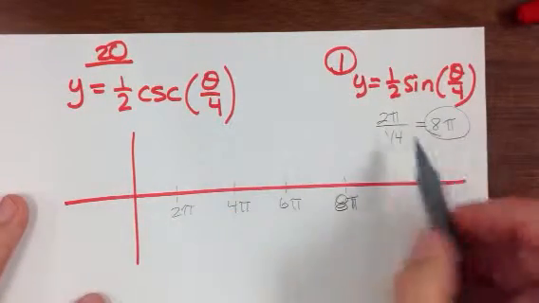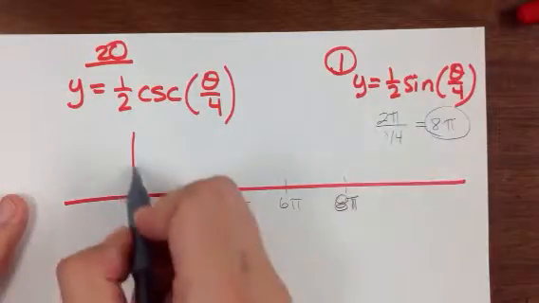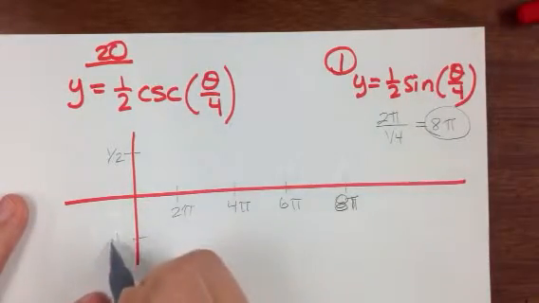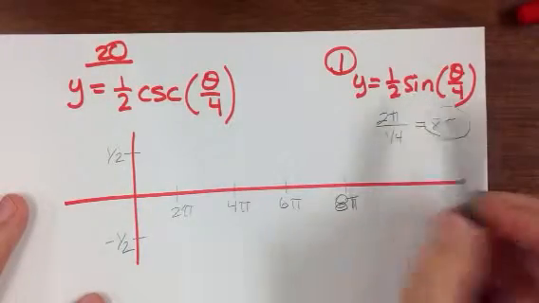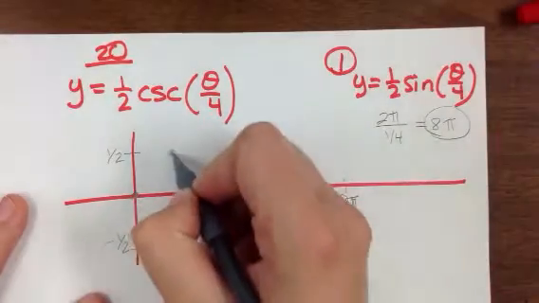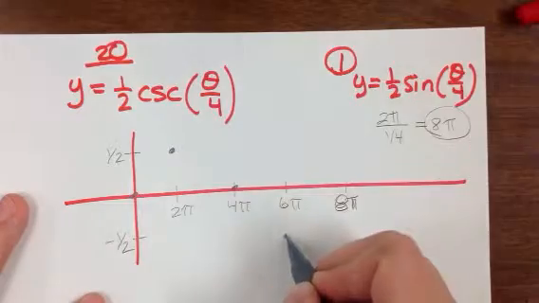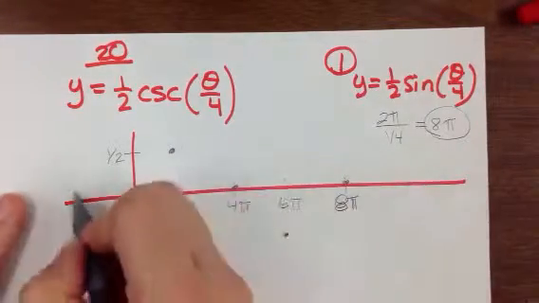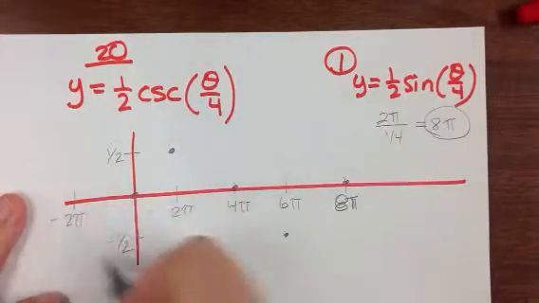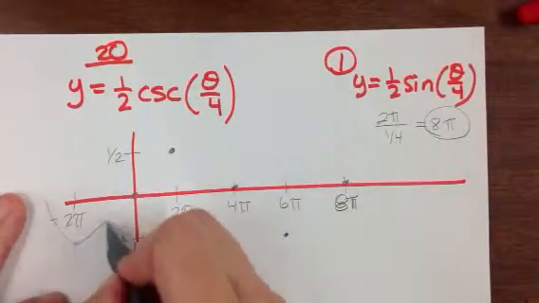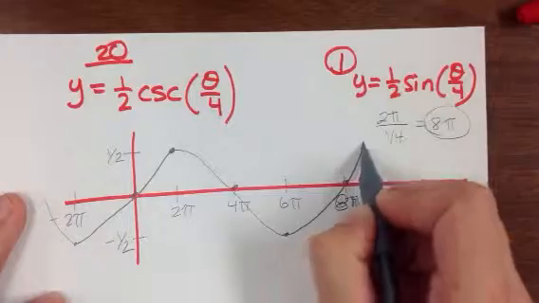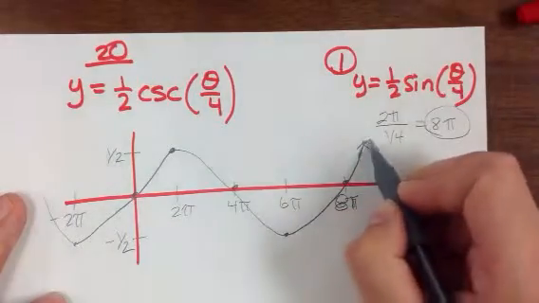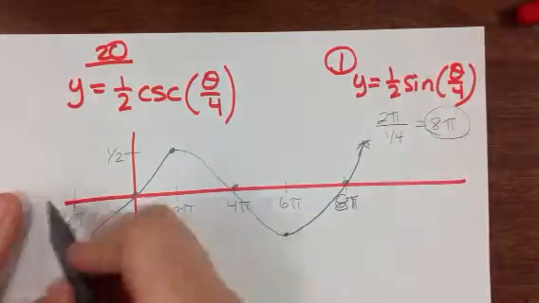And we're talking about the amplitude is 1/2, so I say 1/2 and -1/2. And then it is the sine function, and I know how the sine function works now. So I'm going to draw in my curve. I'm not the best artist, but I think you know. Okay, so here's our sine function.